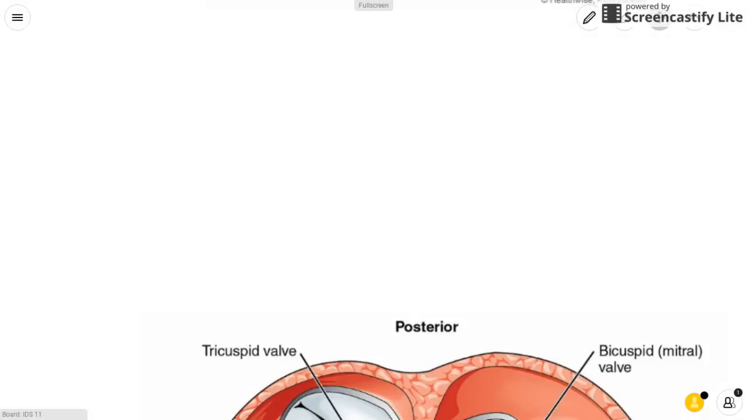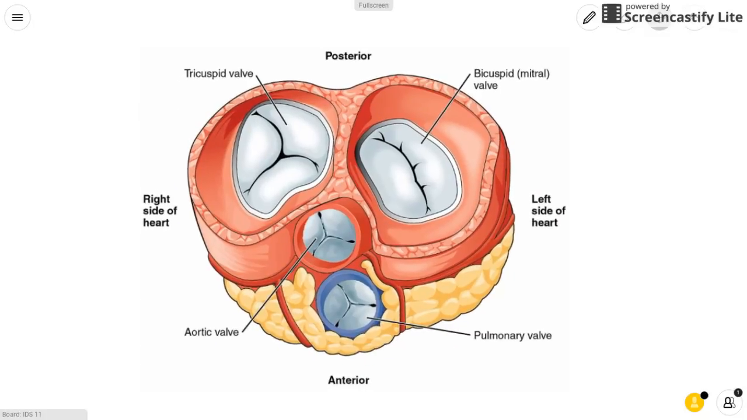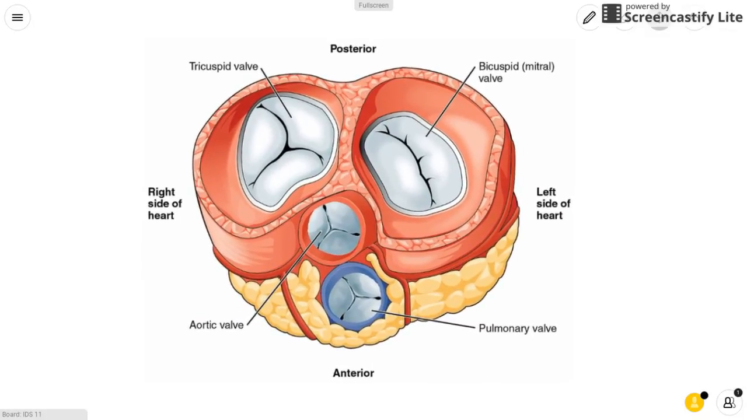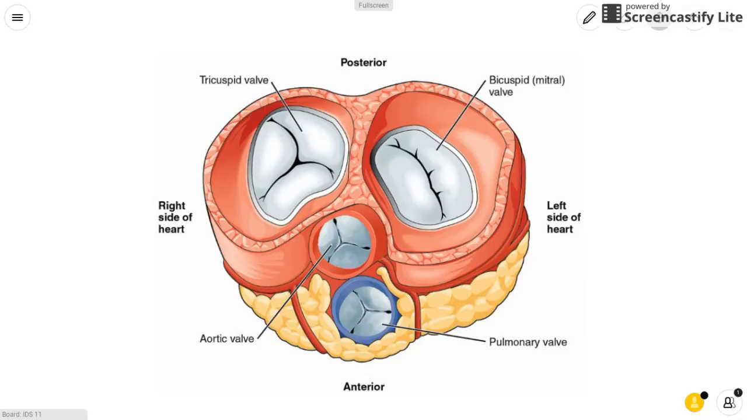Okay, so the valves. These valves prevent blood from flowing backwards into the heart. There are 2 types, atrioventricular valves and the semilunar valves. So atrioventricular valves, or the AV valves, are these ones here, the larger ones.